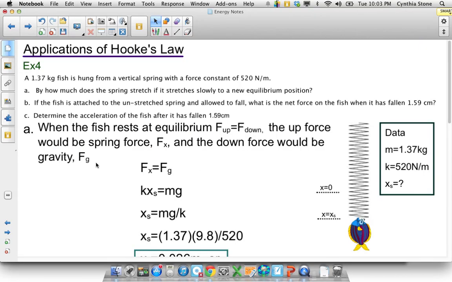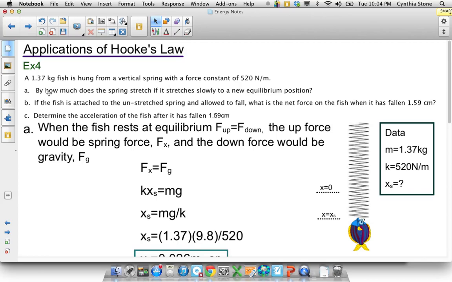Okay, the fishy. This is the last example. Okay, so here I've got this fish, and it's hung off. This one's a harder question. A fish, and it's hung off a vertical spring. So here's my vertical spring. I got my fishy hanging off the end, and I know the K value. So there goes my 10 to 100, right? And show you an example right away that's different. So there's my K value.